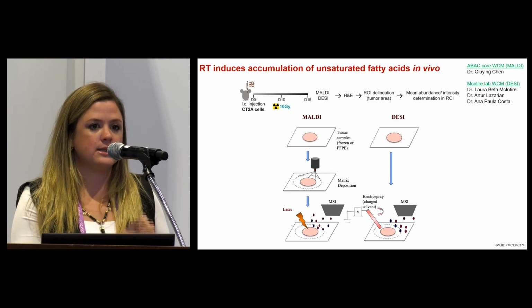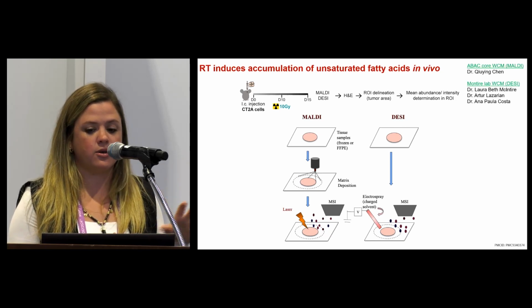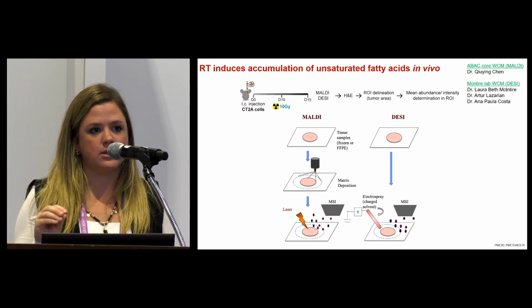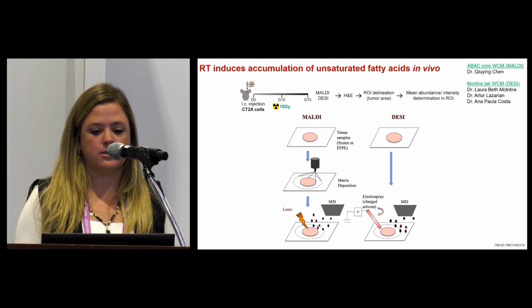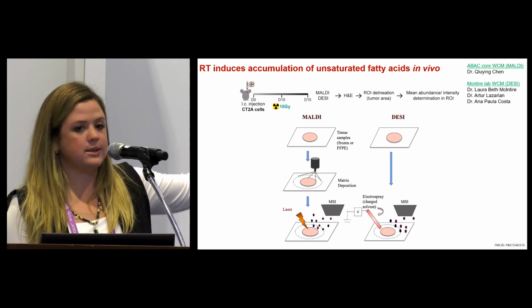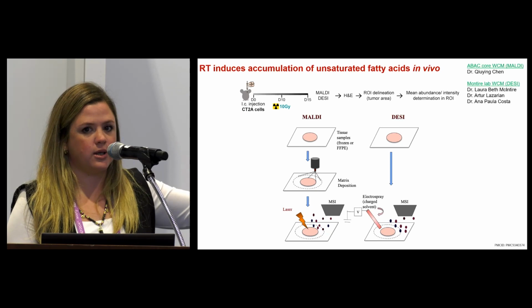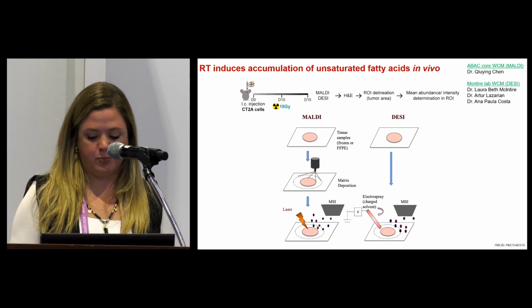What we did is, in this section, H and E, to delineate the tumor, our region of interest, and we determine the abundance of each metabolite in this region. And this is just to show you that the main difference between the two techniques is that in MALDI you need to spray the samples with a matrix, and in DC you go directly to the mass spectrometry.